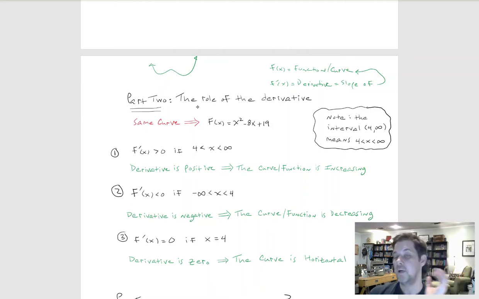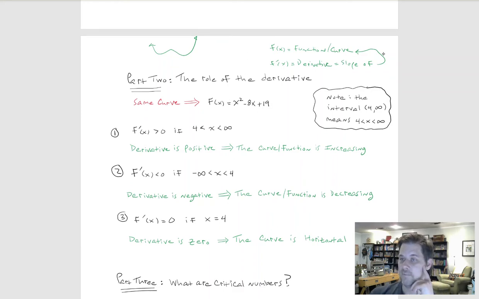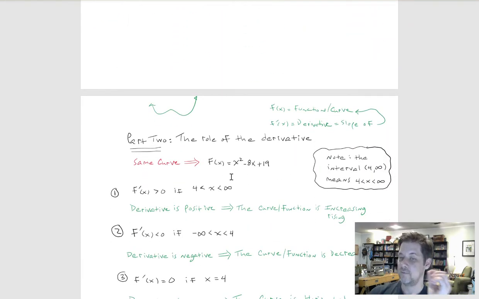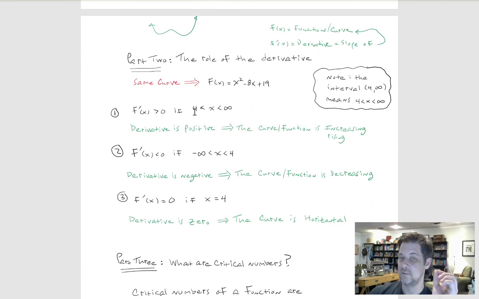Okay, so let's talk about what role the derivative plays in all this. Let's take that same curve I was just talking about. Because the derivative tells you the slope of the curve, for this curve the derivative would be positive from 4 to infinity. The derivative being positive means the curve, the function, is increasing or rising. We saw that already. On our curve from 4 to forever to the right, it's rising. That translates into the derivative being positive for any value of x from 4 to infinity. So derivative positive means the curve is increasing.